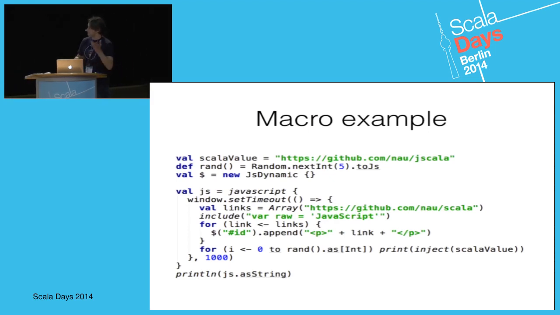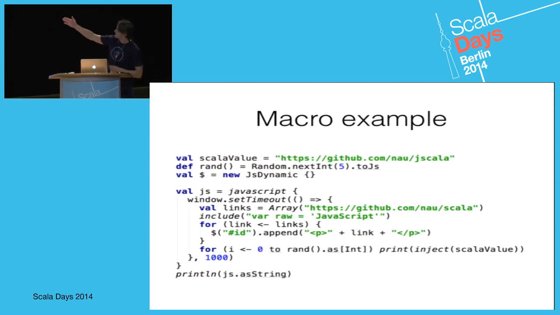So I use it. If you create a variable and its type is JS dynamic, everything that you call on this variable is just going to be translated literally. If you see this dollar ID, append, all this is going to be converted into JavaScript literally.